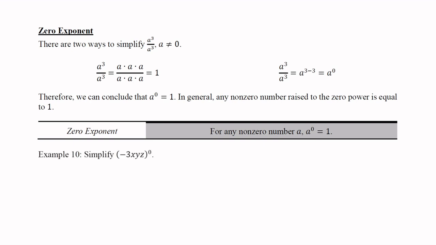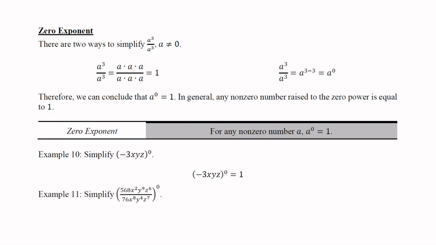So in example 10, we are going to simplify. Well, everything inside the parentheses is taken to the 0 power. So since everything in the parentheses is being taken to the 0 power, it equals 1.